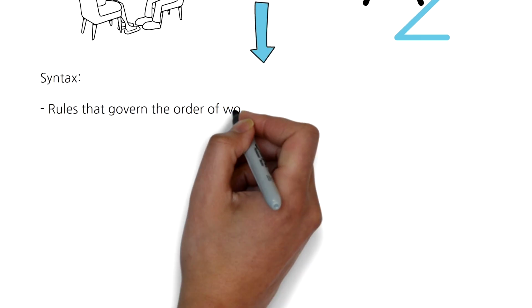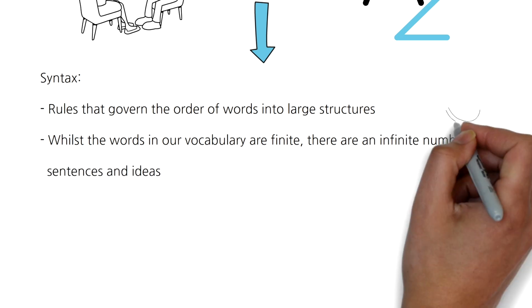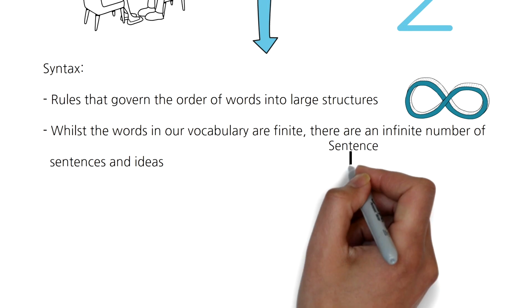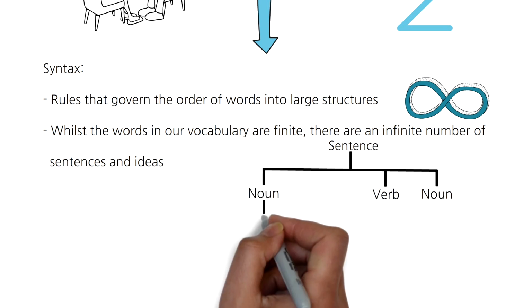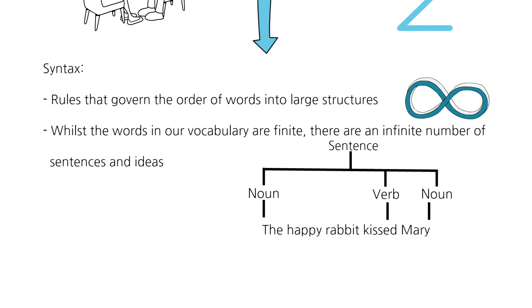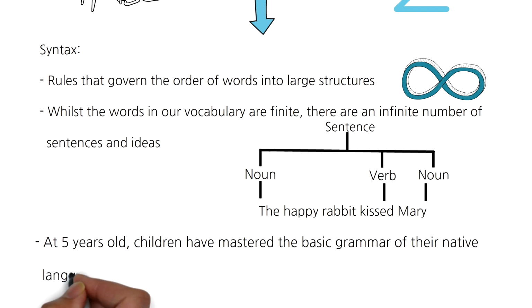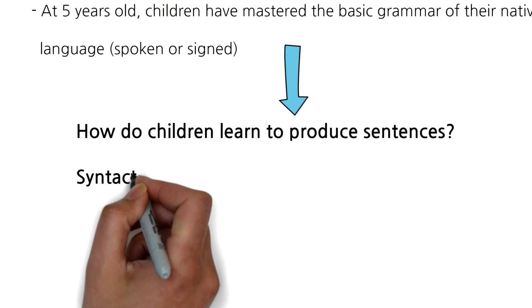Syntax is the rules which allow the organisation of words into larger structures. Using the finite set of words in our vocabulary, we can use grammar to put together an infinite number of sentences and express an infinite number of ideas. By 5 years of age, children have mastered the basic grammar of their native language, whether this is spoken or manually signed. So how do children learn to produce sentences?